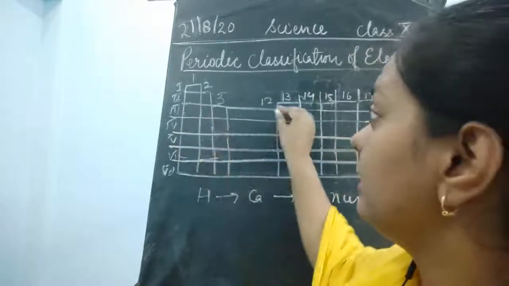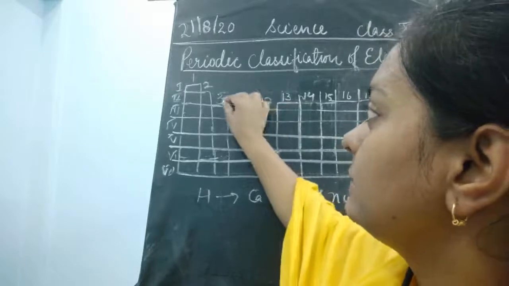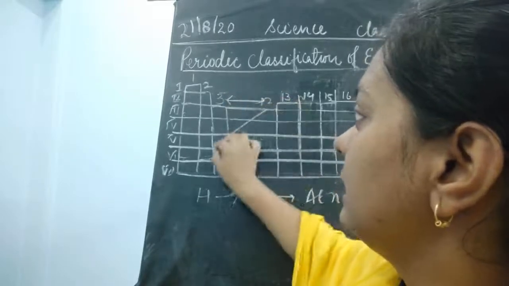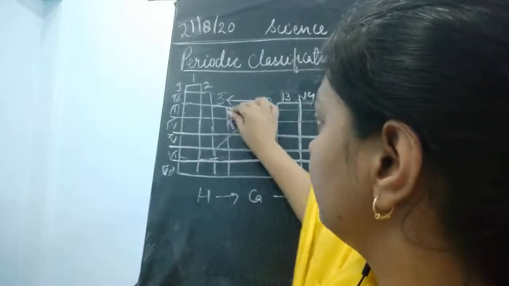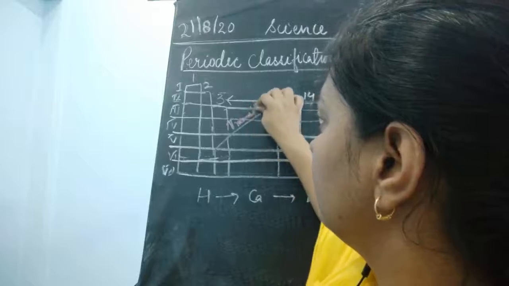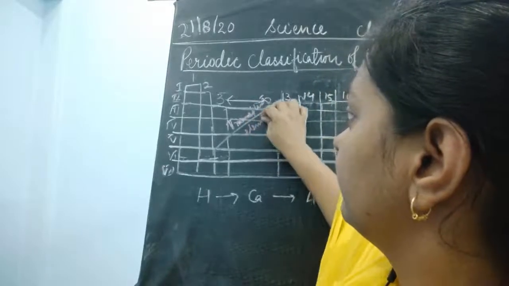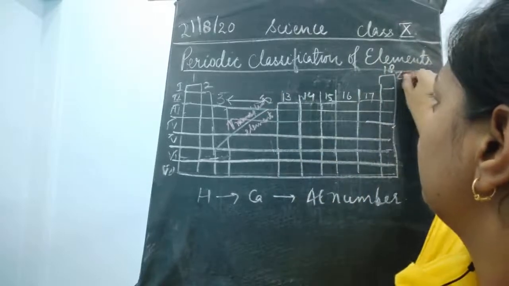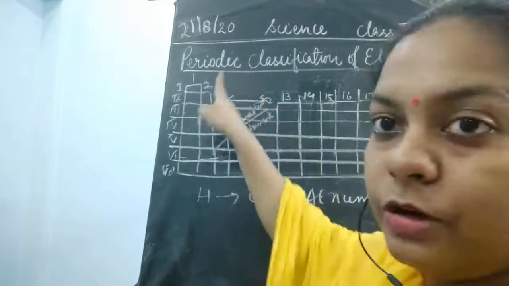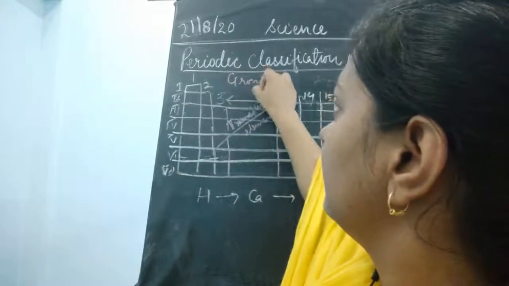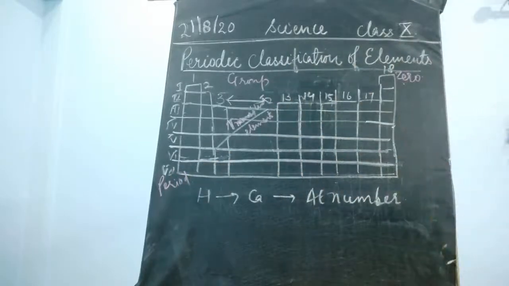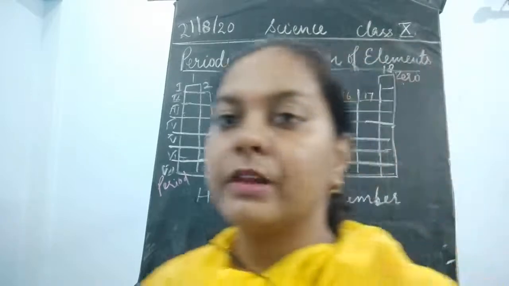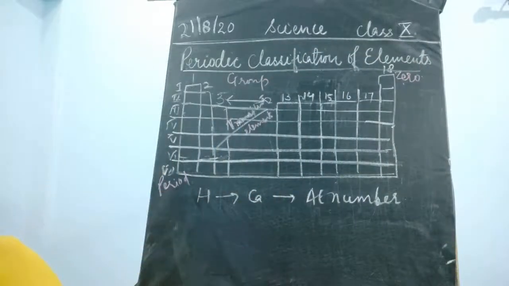So here, why have I left the gap from 13 to 12? Because these are the transition elements. Okay, I'll change the color. So this is the transition element. And this is the 0 group, and here is the group, and this is known as the period number. Fine. Now what would you do? How will you assign the elements in this periodic table?